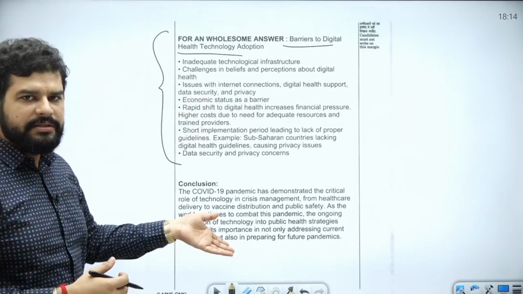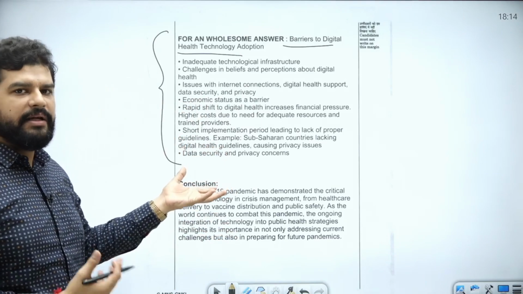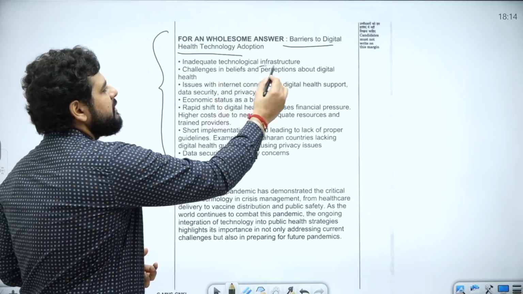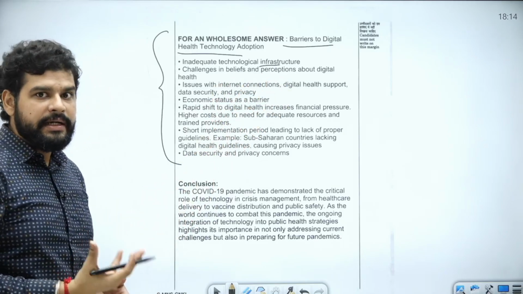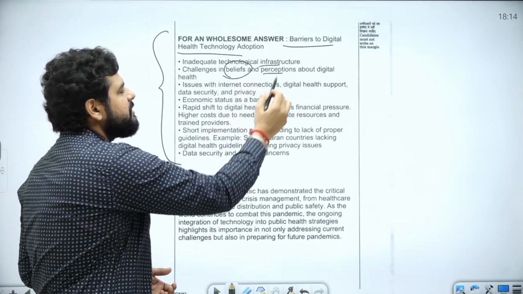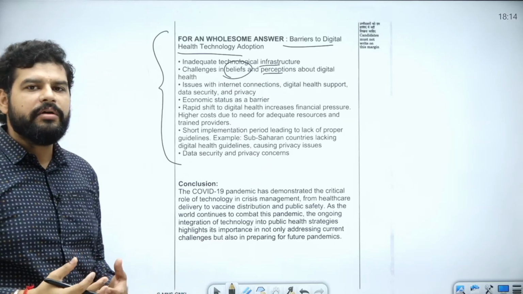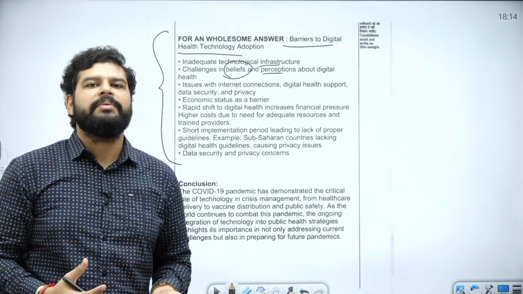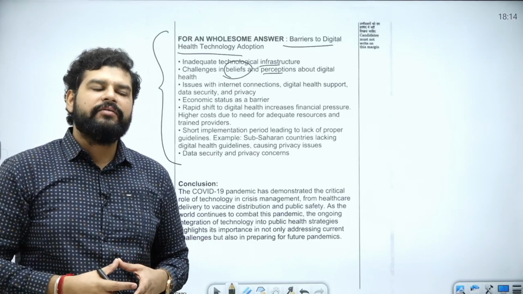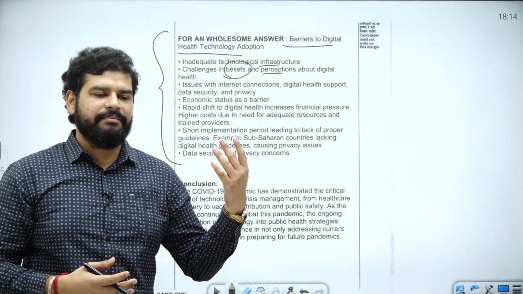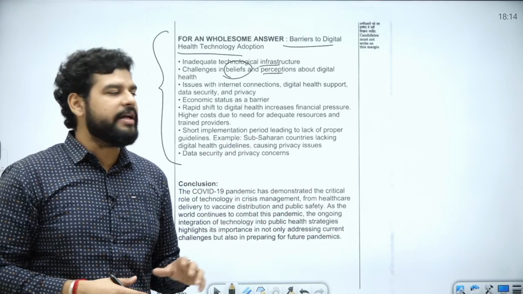We can just simply read these because these are self-explanatory. Wherever required, I'll explain. So the first thing is, there is lack of infrastructure like internet, electricity. Then there are challenges in belief and perceptions about digital health. This is very important because a lot of people don't trust the digital technology. Many people I know right now, they have a distrust of even banking apps, so they go to the bank itself to do the stuff, right?